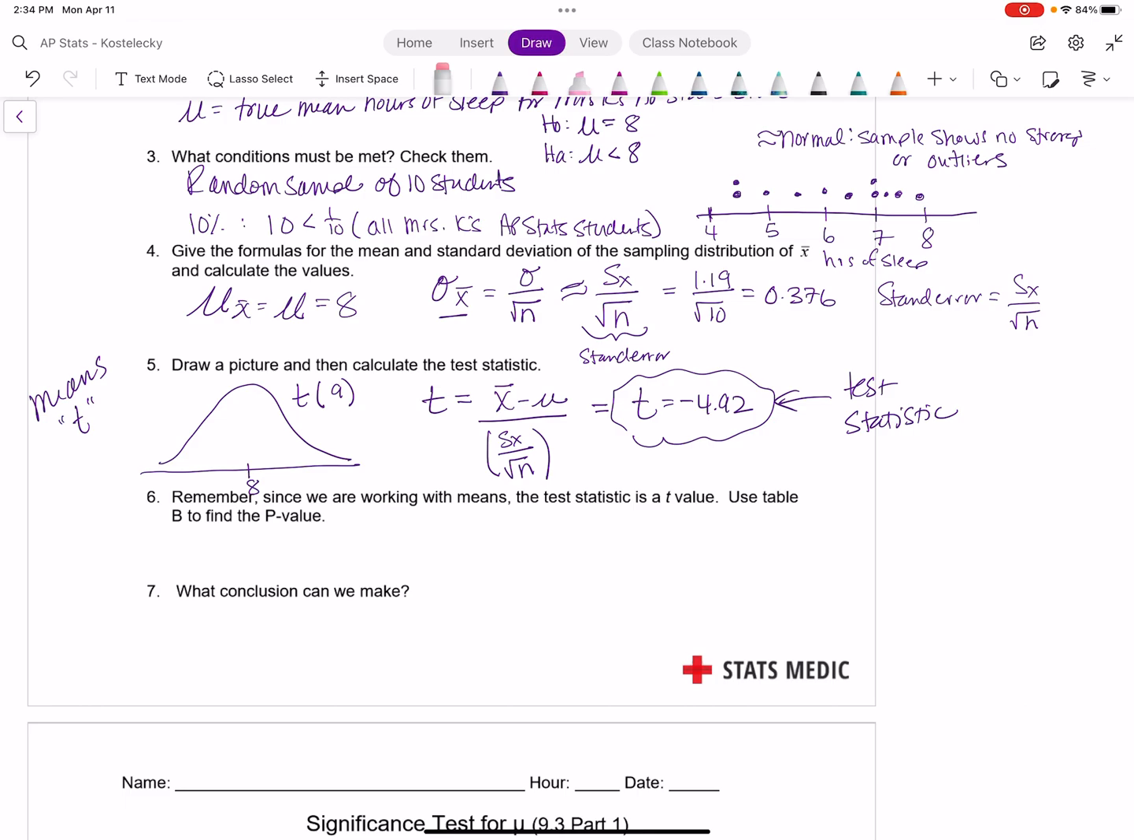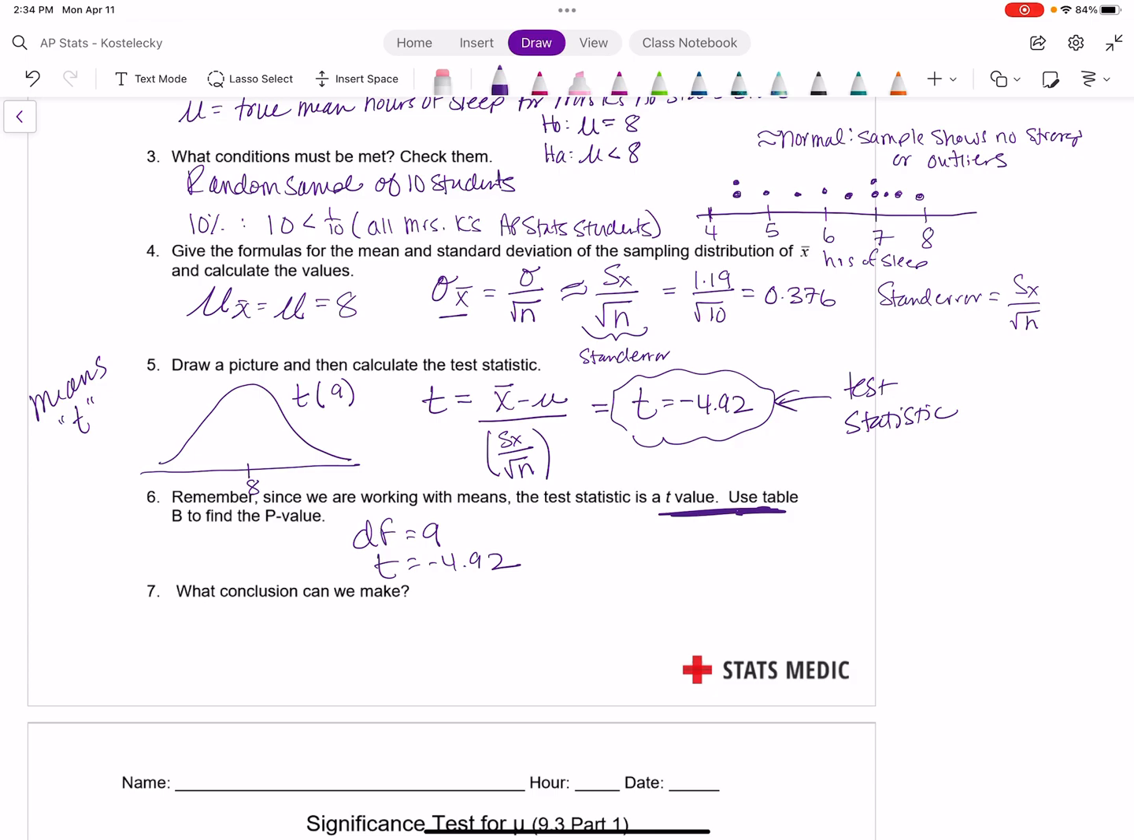Now, for number 6, remember, since we are working with means, the test statistic is a t-value. Use table B to find the p-value. So what we're going to do, my degree of freedom was 9. My t-value is negative 4.92.